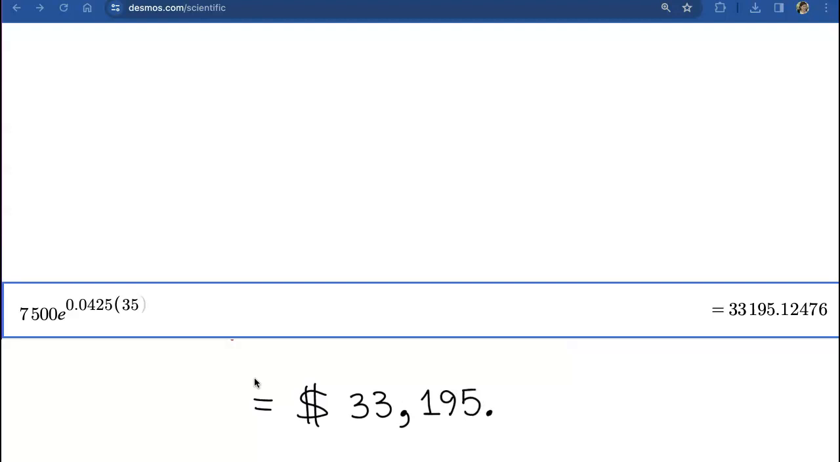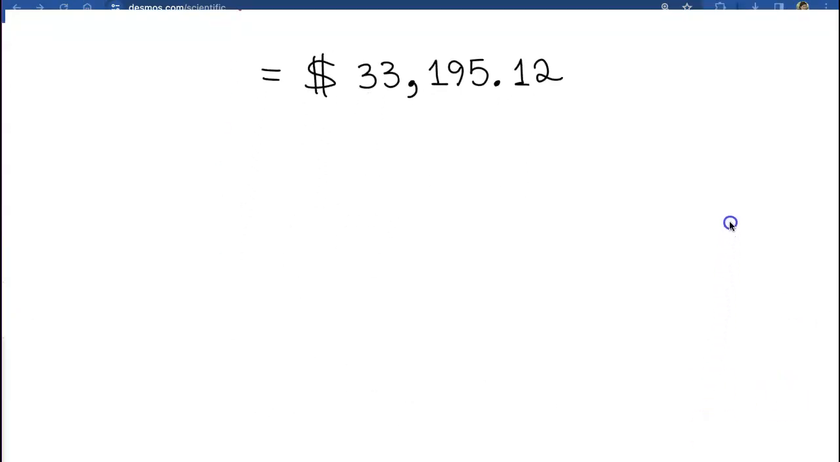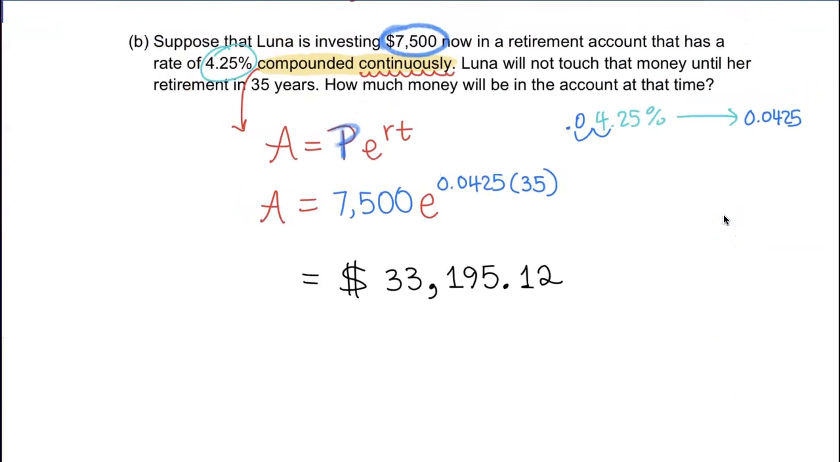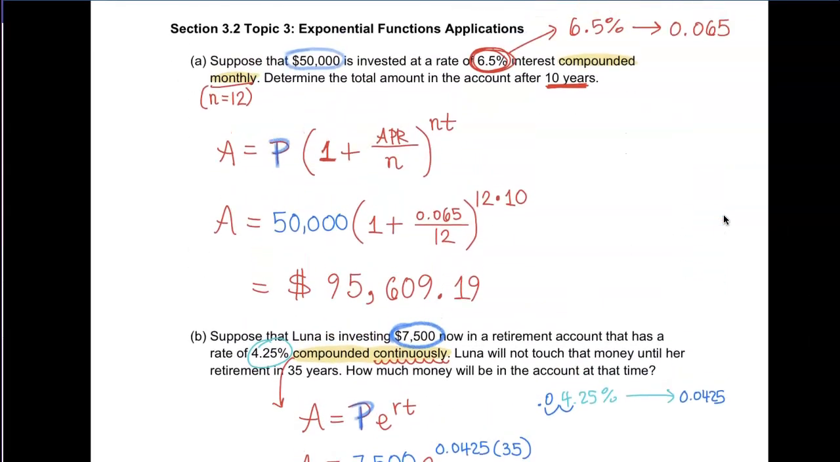$33,195, and now let's round to the nearest cent. This is about money. 12 cents or 13 cents? Well, looking at that number of 4 right there, that's smaller than 5, we're going to have to round that down to 12 cents. So the final answer for this continuously compounding investment situation is going to be $33,195.12.